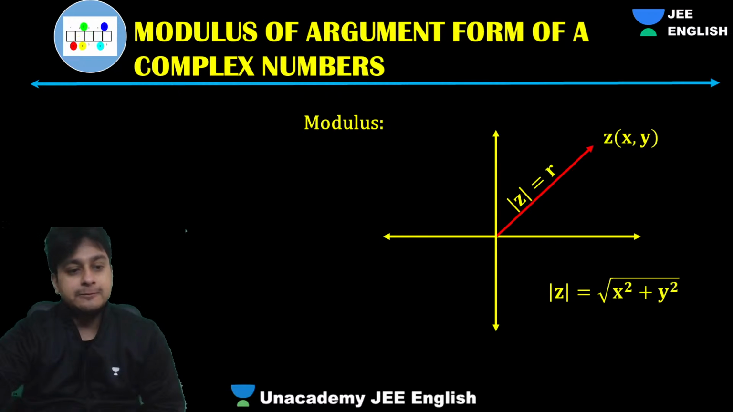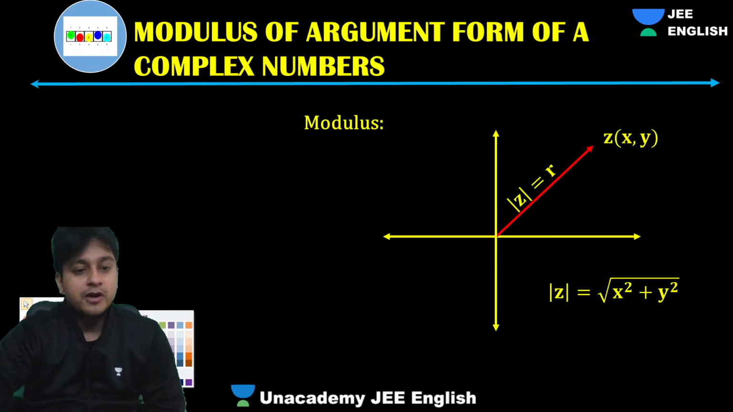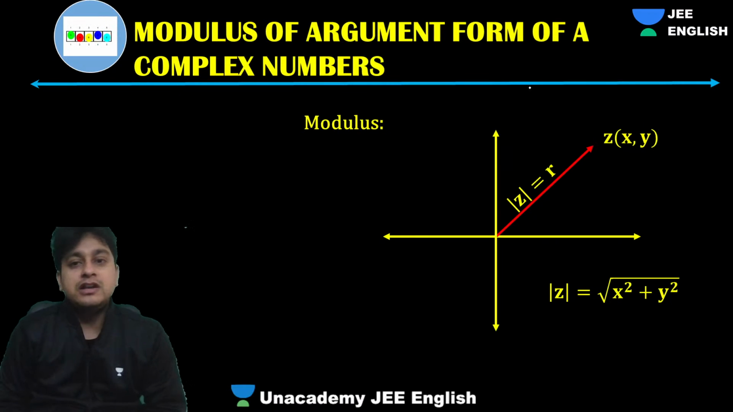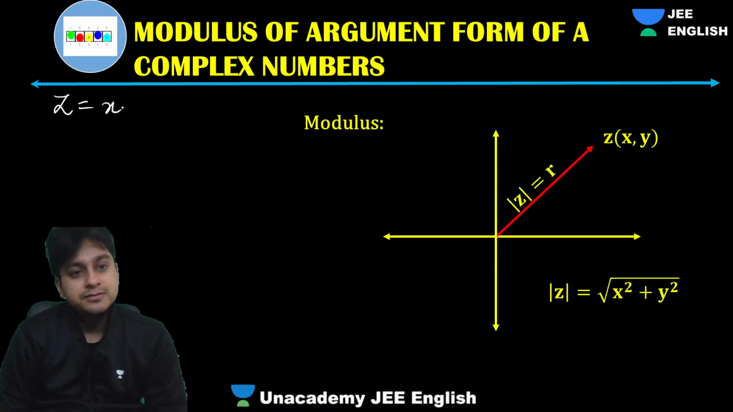So guys, first thing and the most important thing to begin with, that is modulus and argument of a complex number. So guys, what is the meaning of modulus? So first of all, you should know that any complex number can be written as x plus iy, which has a real part. Everyone knows this. This is called as real part, and this y is called as what guys? Imaginary part.